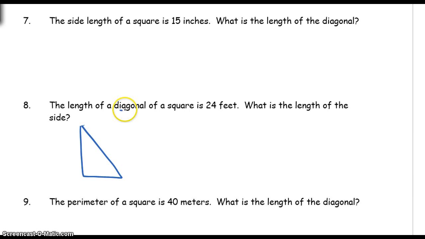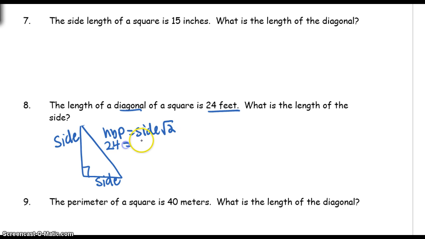So they're saying that the diagonal is 24 feet. So your 24 goes here. What is the length of the side? Well, we have side. So the same thing. You're just drawing your own picture. Side, side, hypotenuse. We know the hypotenuse is the side times square root 2. In our case, they gave us the hypotenuse. So that equals the side times square root 2. But you've got to get the word side alone. And since square root of 2 is being multiplied, we're going to divide both sides by a square root 2.